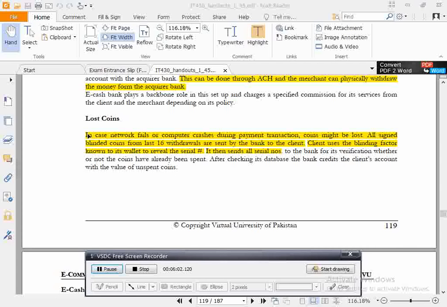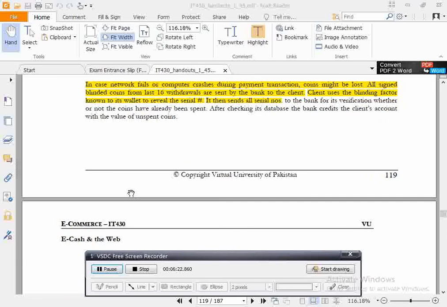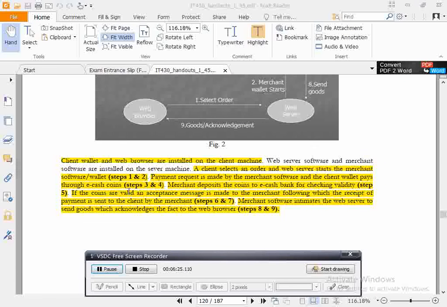Lost coins: in case the network fails or the computer crashes during payment transactions, coins might be lost. Next is a client wallet and web browser are installed on the client machines.